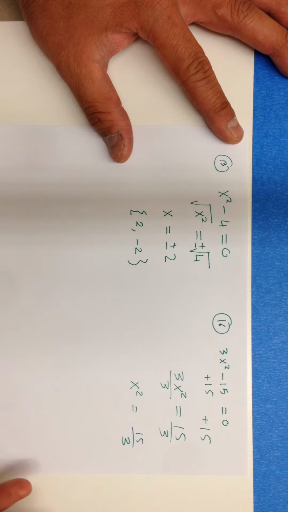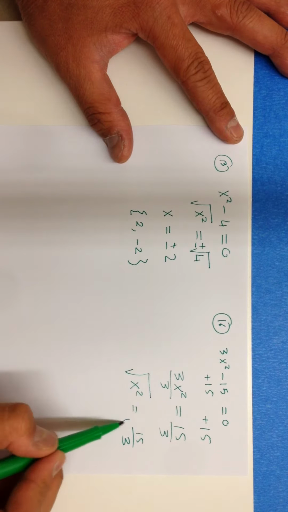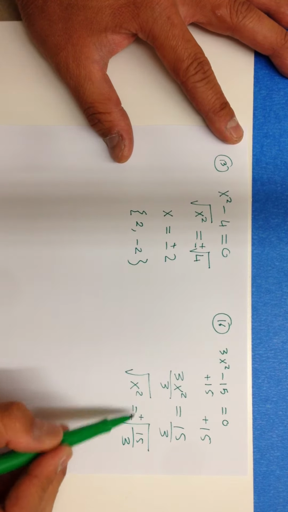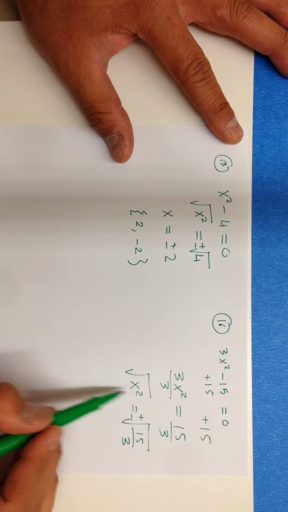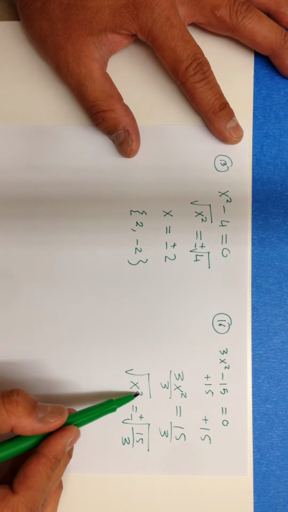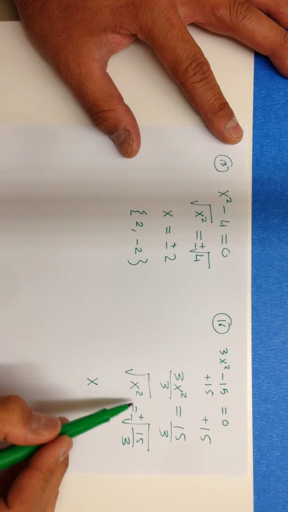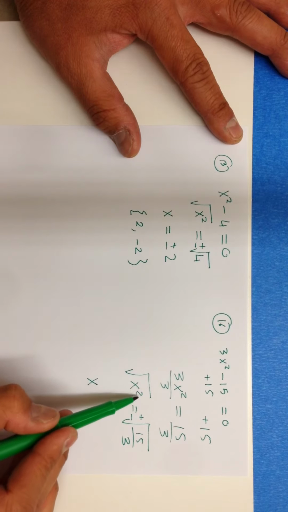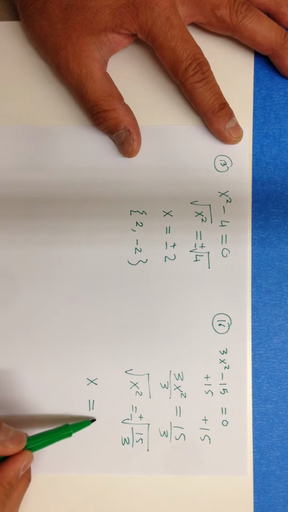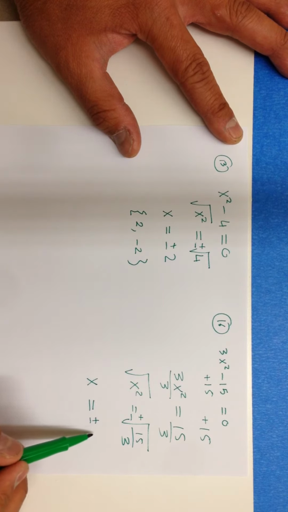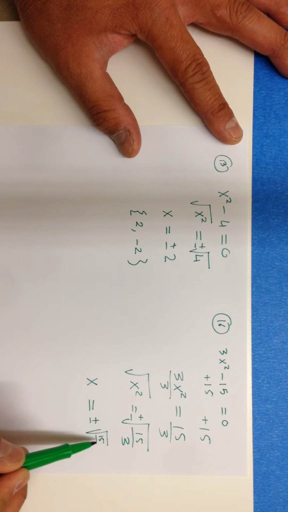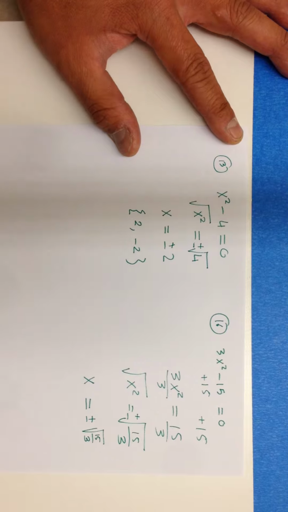Alright, and then guess what? Take the square root of both sides. Because by taking the square root of both sides, I get rid of the exponent of 2, because they undo each other. And then over here, I have plus or minus the square root of 15 over 3. I guess that's the best I can express that. All right, there you go.